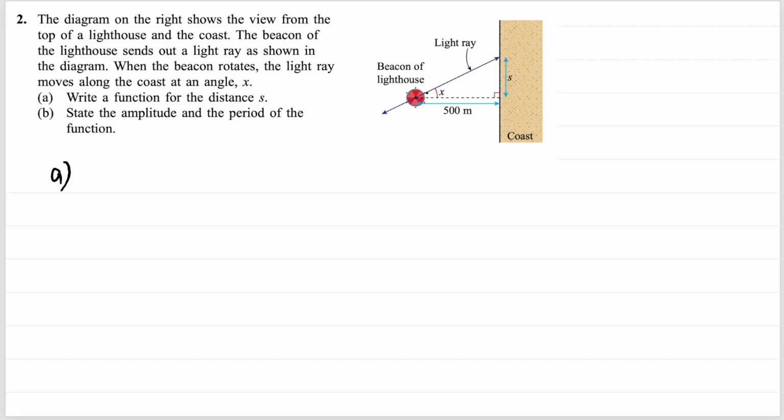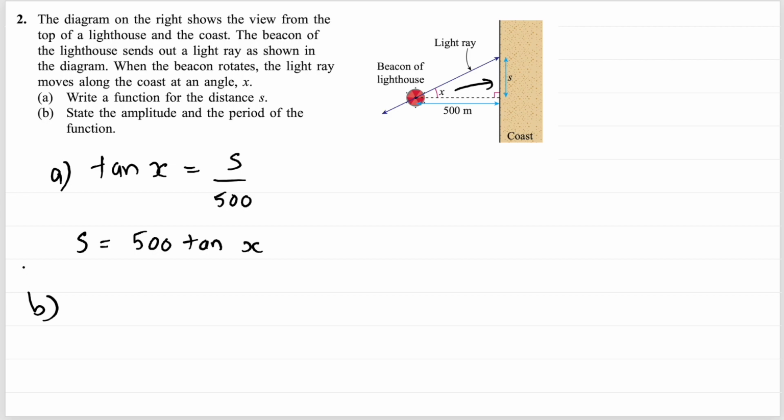Cuma kita nak pakai yang mana, betul tak? So kita ada kat sini information dia adalah opposite dengan adjacent. So the only function you can use is tangent. So tangent x is equals to s over 500. Okay. So write a function for the distance s. So kamu letak je lah s equals to 500 tangent x. Macam tu sahaja. Okay. So what is the amplitude? So the amplitude is equals to 500, and then the period, satu period for tangent berapa? 180.